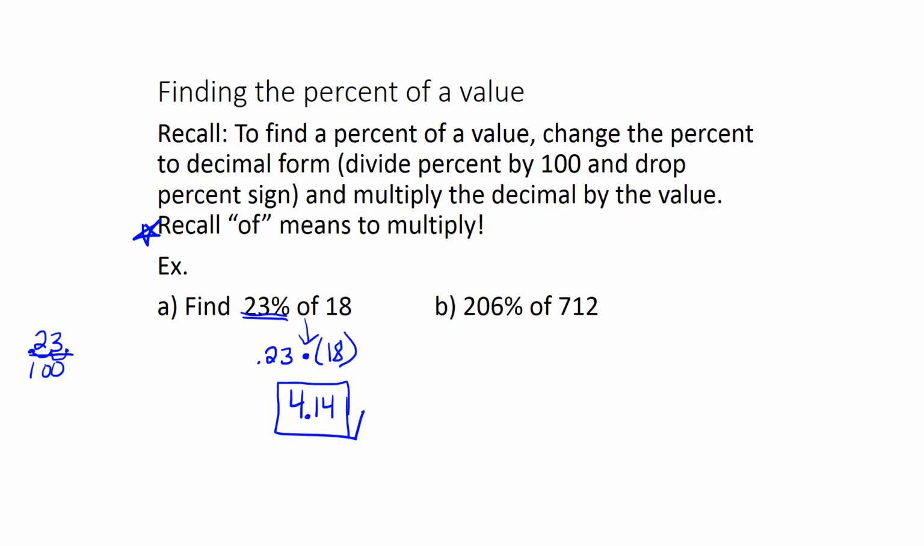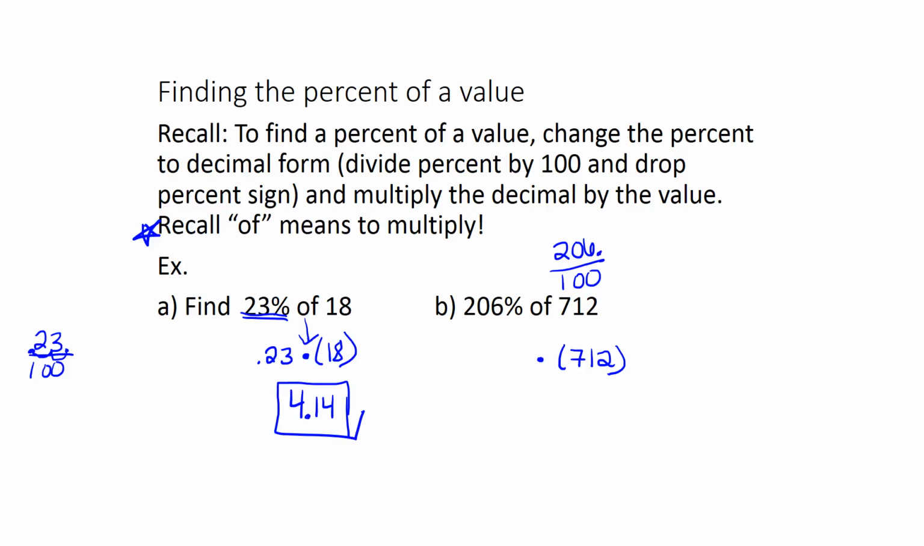So I know that 200% of 712 would be if I doubled 712, so you'd get 1424. So I know my answer is going to be more than 1424. But of, again, means times 712. We just need to change this 206% to a decimal. So we do 206 divided by 100.